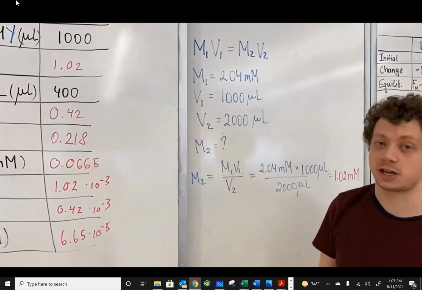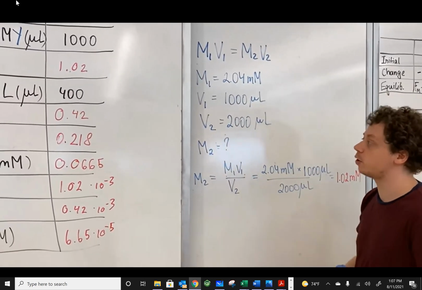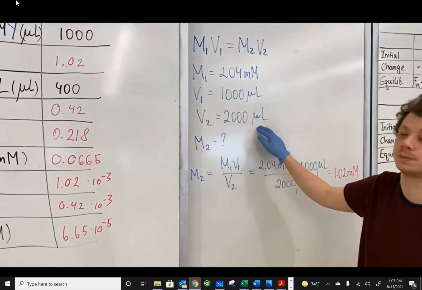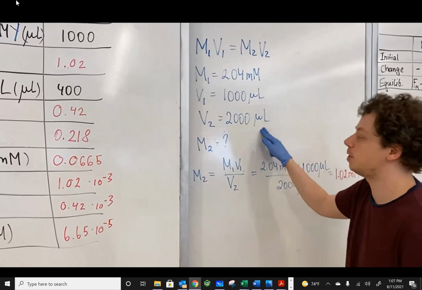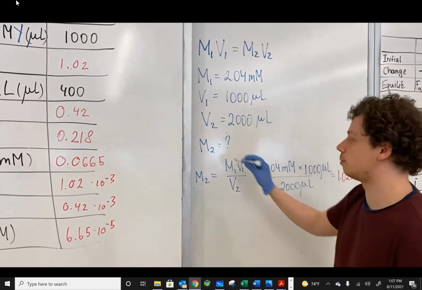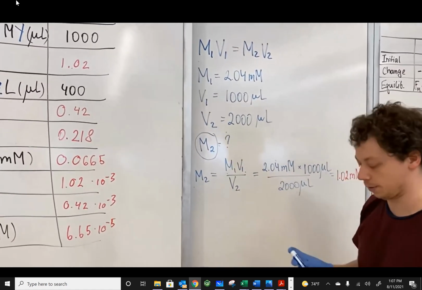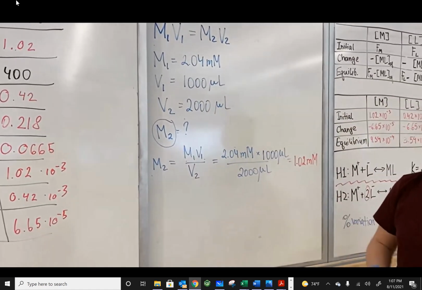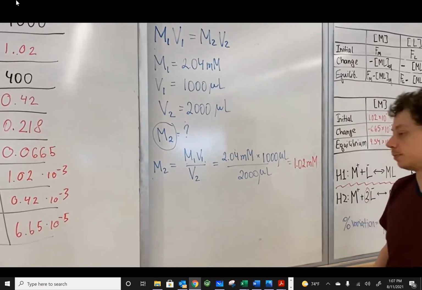Now, all of our test tubes wound up with the same final volume of 2,000 microliters, so we know our V2 will always be 2,000. Now, that means we need to solve for our M2 value, this guy here. That is the concentration of our metal solution in the test tube before any reaction takes place.